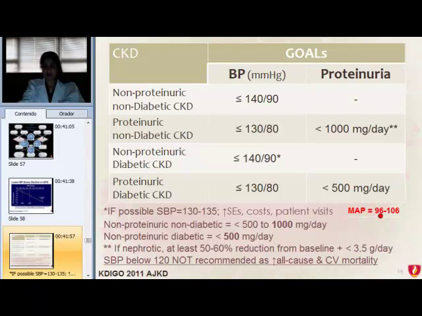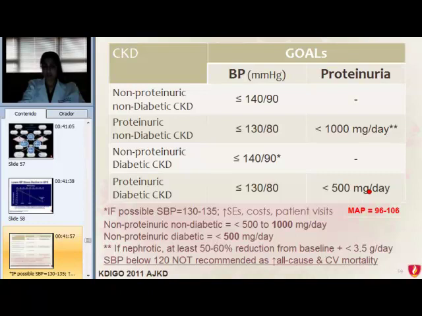In patients with proteinuric chronic kidney disease, whether diabetic or non-diabetic, the blood pressure should be maintained at less than 130 over 80. This corresponds to a mean arterial pressure of 96. A blood pressure of 140 over 90 corresponds to a mean arterial pressure of 106. So the mean arterial pressure should definitely be maintained between 96 and 106. Now, the systolic blood pressure should not be lower than 120, because data suggests that if you maintain systolic blood pressure lower than 120, there is an increase in all-cause mortality and cardiovascular mortality. So these patients need to have very tight blood pressure control between 120 and 130 systolic.